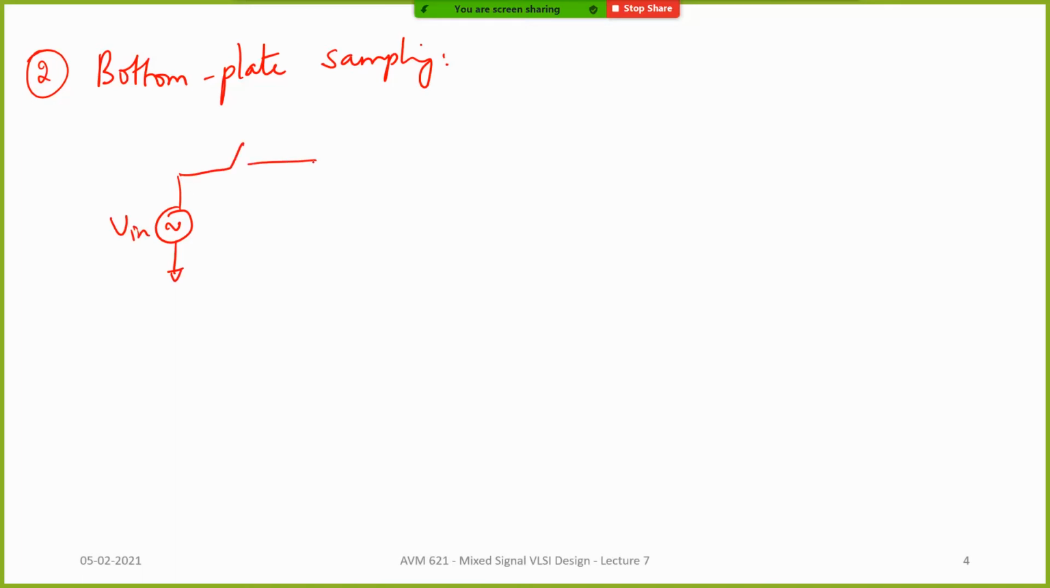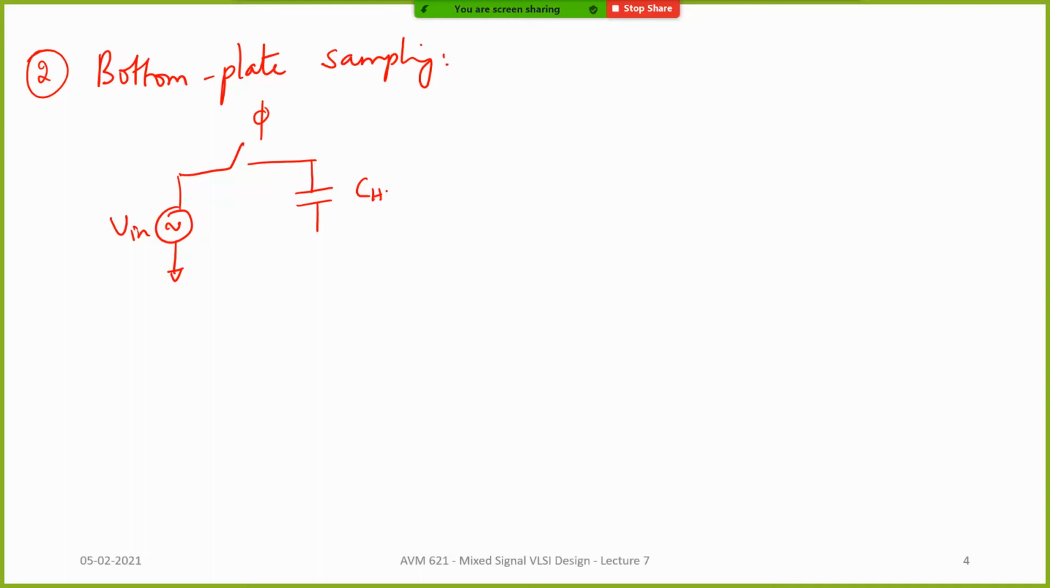This is used in many papers and probably in products also. And this is called bottom plate sampling. Now, what is bottom plate sampling? So the concept is something like this. You have your V in, you have your switch. Let's say this is operating at phase phi, and this is your hold capacitor, right?